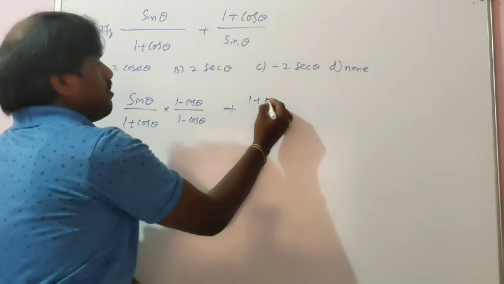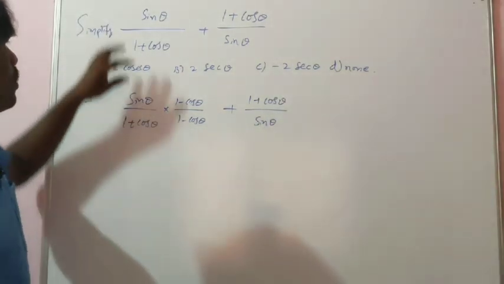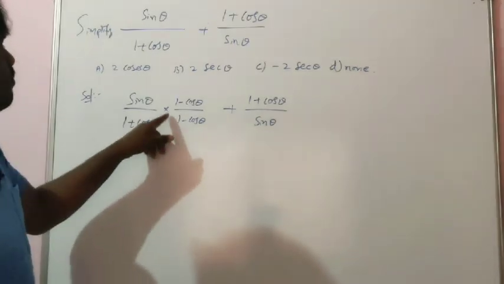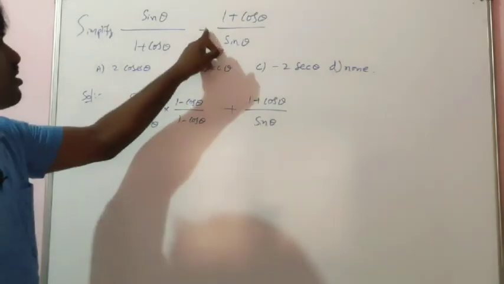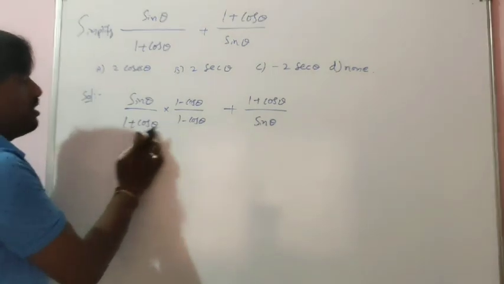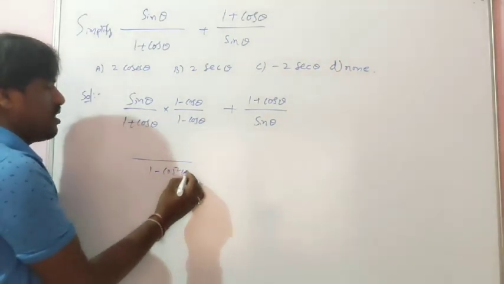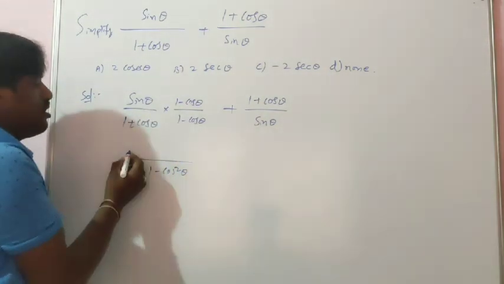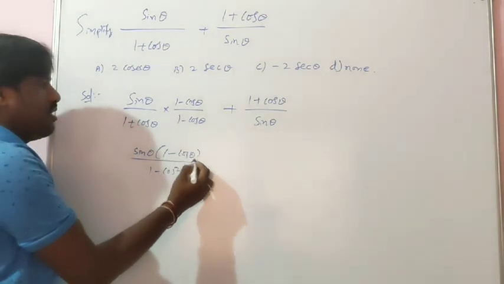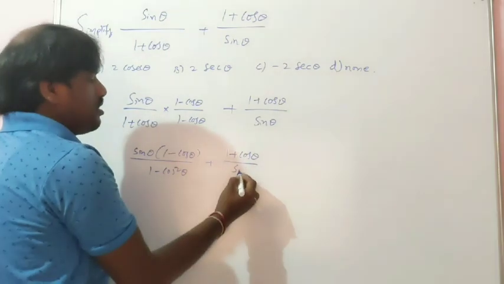So here I get 1 plus cos theta divided by sin theta. What I said here, you have sin theta upon 1 plus cos theta. To simplify this, we multiply by 1 minus cos theta upon 1 minus cos theta, plus 1 plus cos theta upon sin theta. Now if you multiply a plus b into a minus b, I get 1 square minus cos square theta, a square minus b square. On the numerator I get sin theta into 1 minus cos theta, and plus 1 plus cos theta upon sin theta.